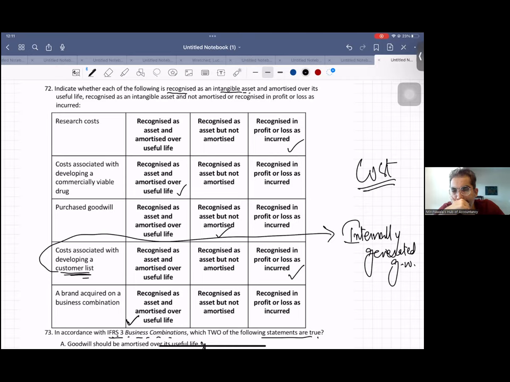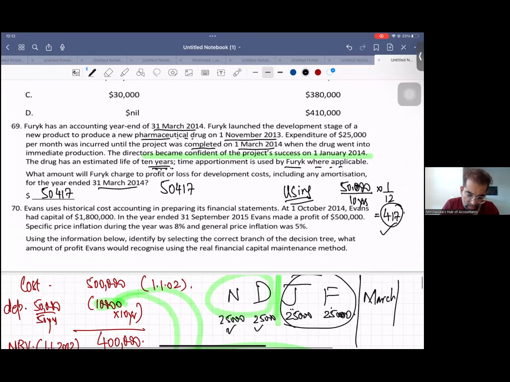Now, one last question I'm teaching. This is an extra question. Normally, I would say it's general knowledge, but I will teach you like a mathematician. Listen to me. This 70, it's about historical cost and all. Before I start this question, I just give you one example.